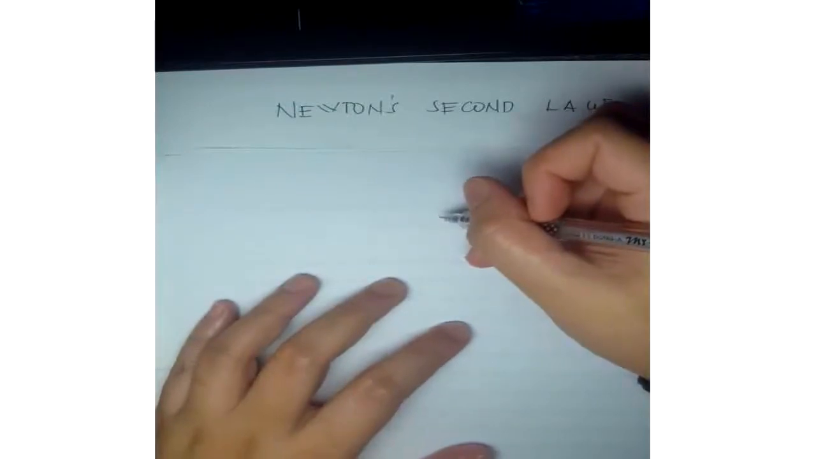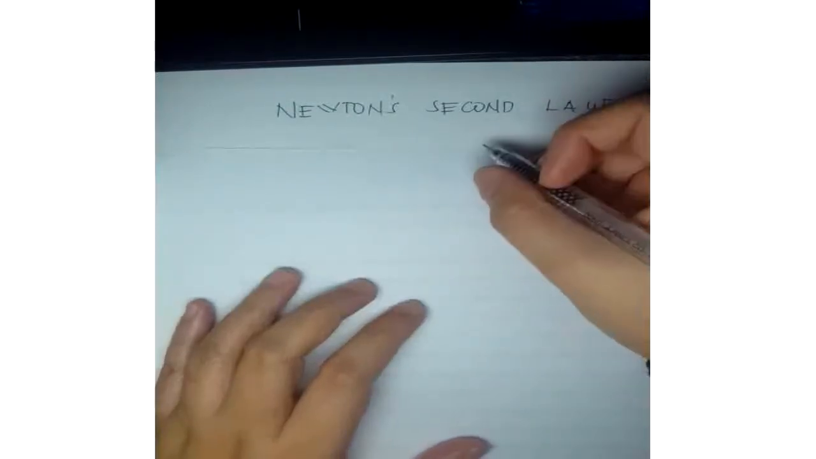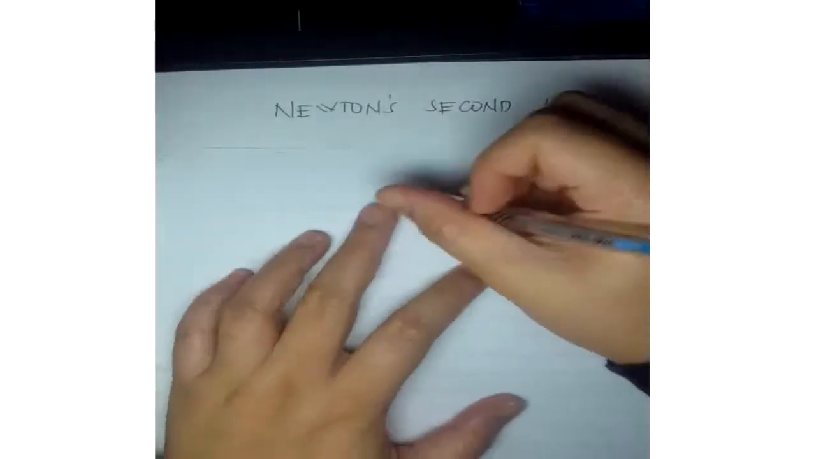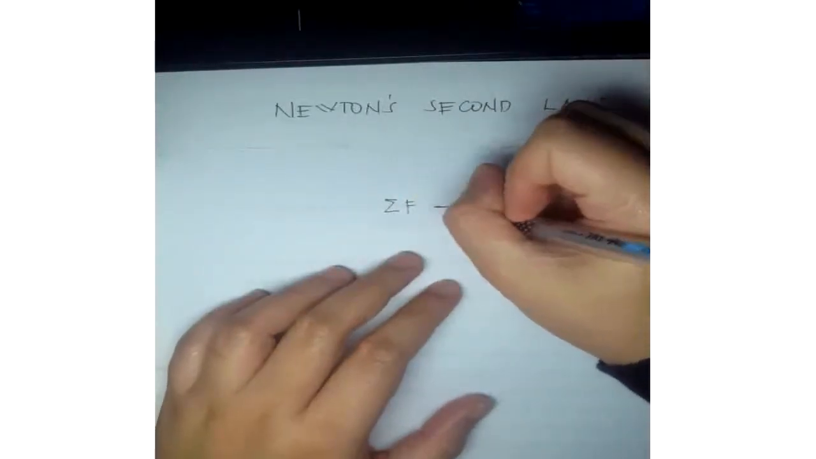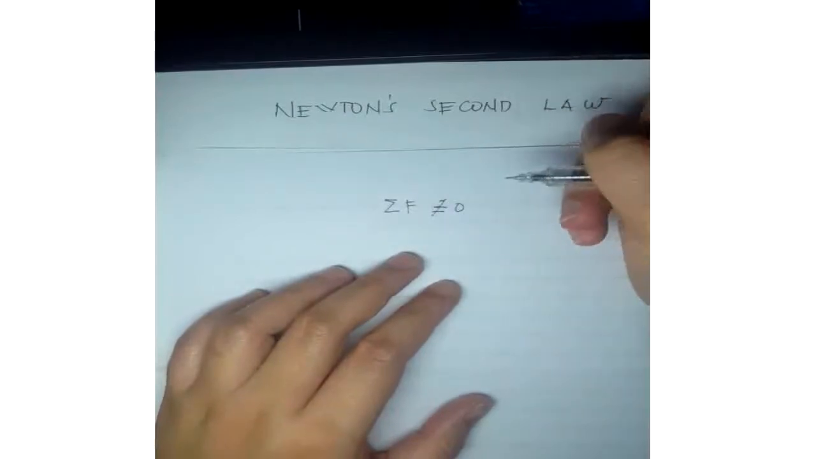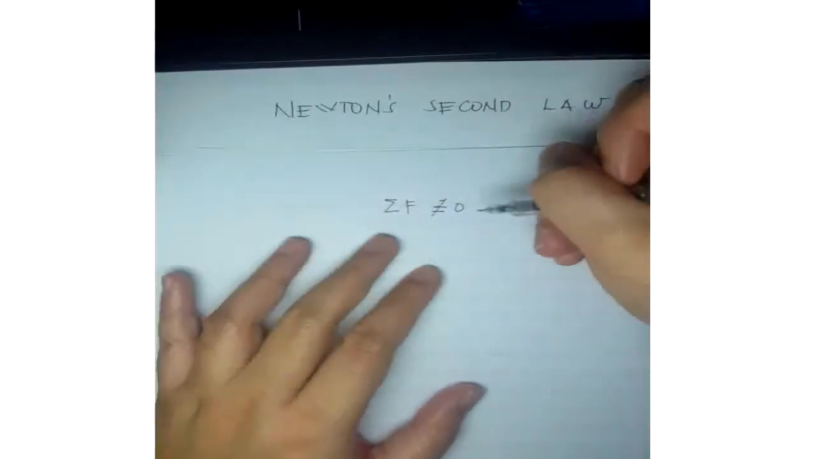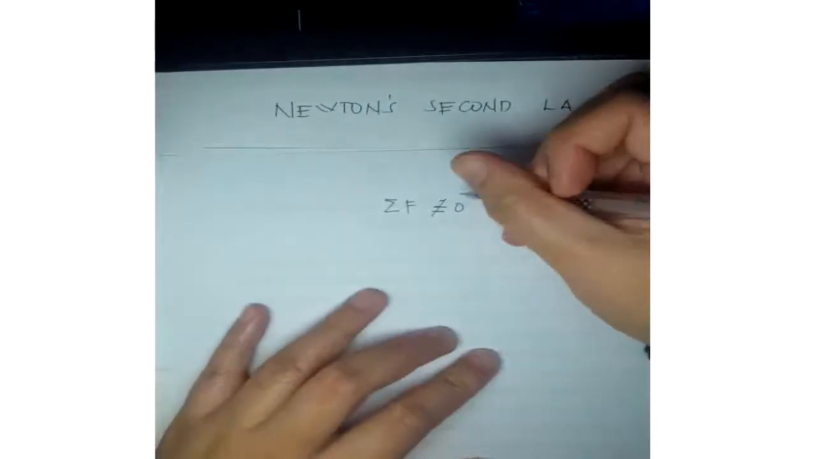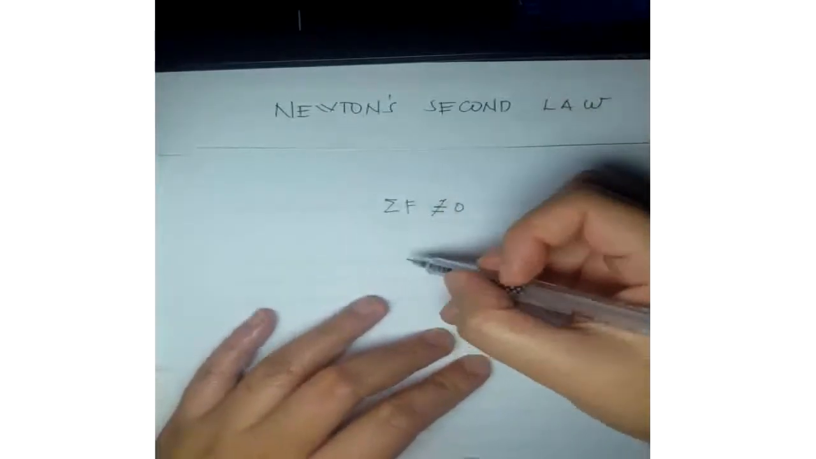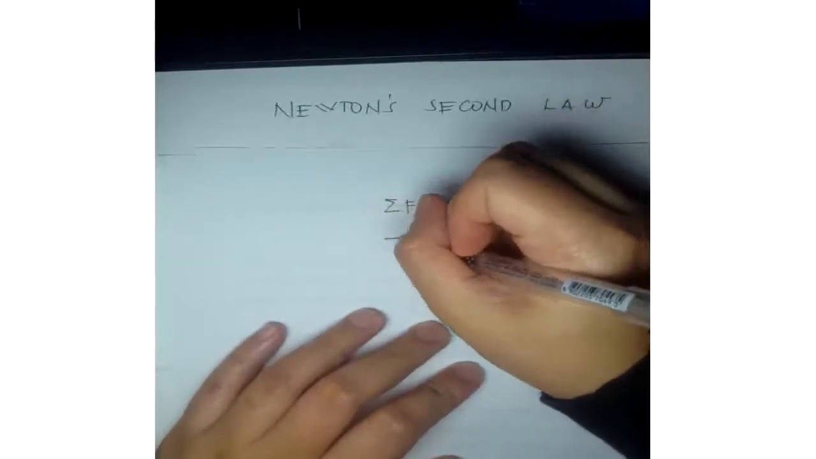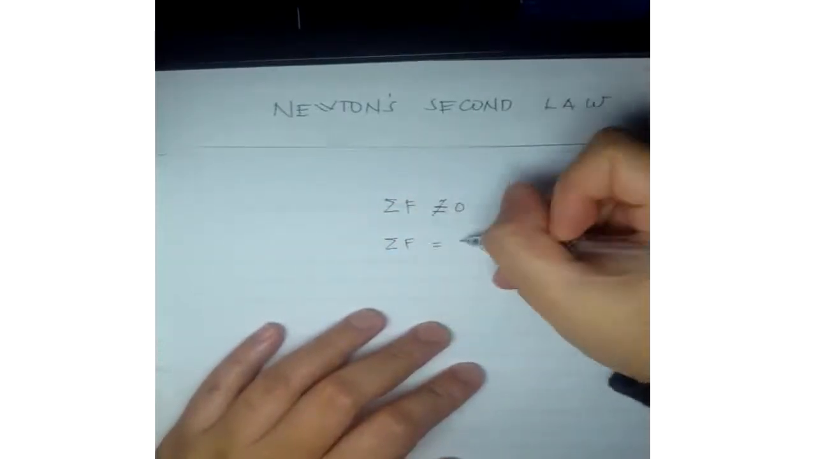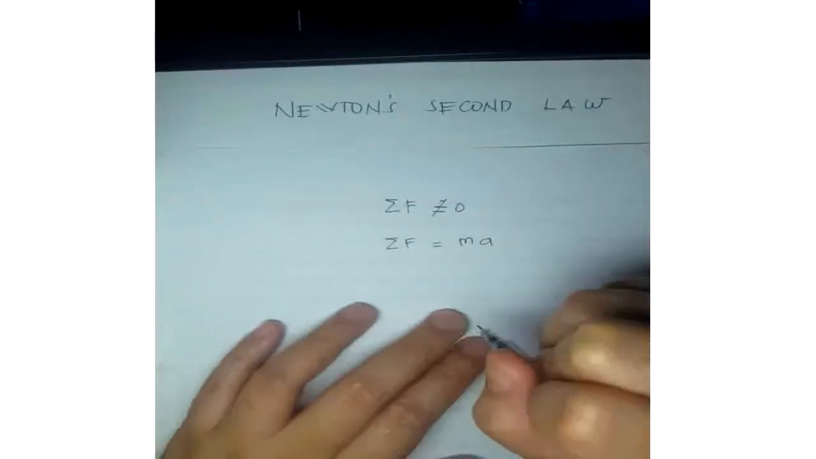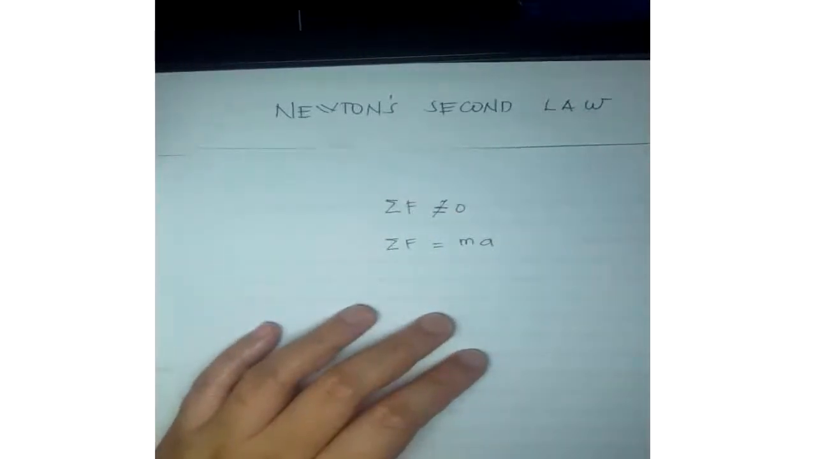Or in other words, when we compute the net force, and it is not equal to 0, then it means that the object will produce acceleration. Mathematically, we can state Newton's second law as the summation of forces is equal to mass times acceleration. So there is an acceleration this time.